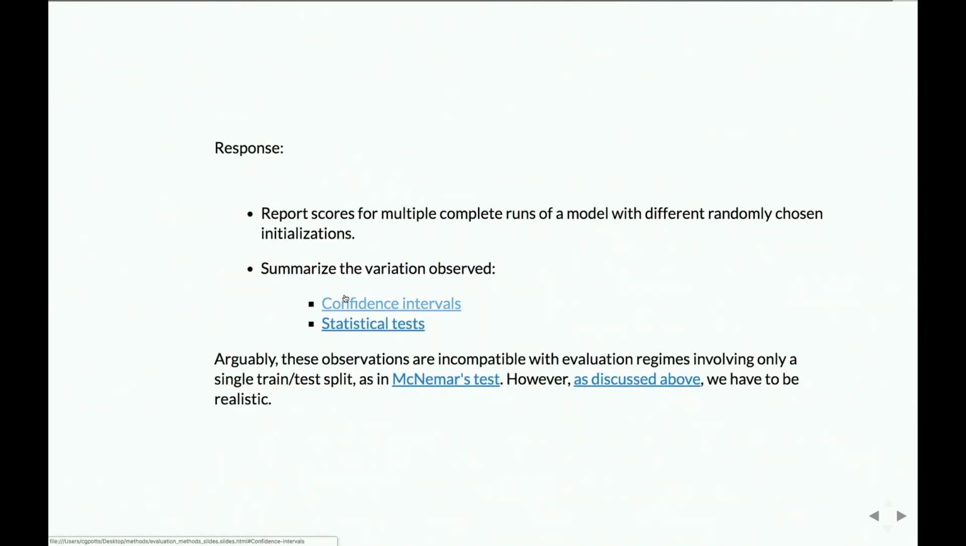So, response here, this kind of summarizes what I've been saying. Report scores for multiple complete runs with different randomly chosen initializations, and then summarize that variation with confidence intervals or statistical tests. And then I want to return to this pragmatic note that I keep sounding here. Arguably, these observations are incompatible with things like McNemar's test, which depend on one run. And I think that's true. But I think we have to balance that against the fact that if your system takes 2 weeks to train, then more or less starting now, you have the opportunity to do just a few runs. And then McNemar's test might be better than nothing in terms of informing us about differences.